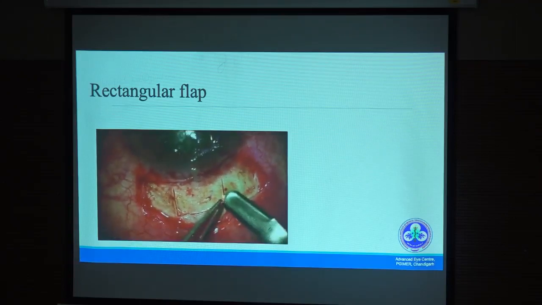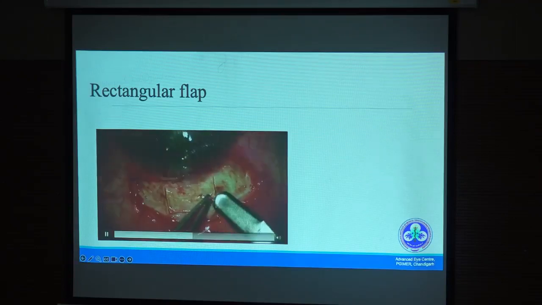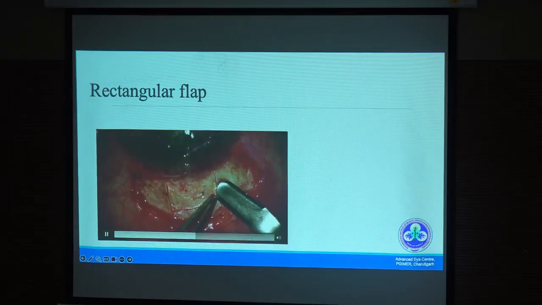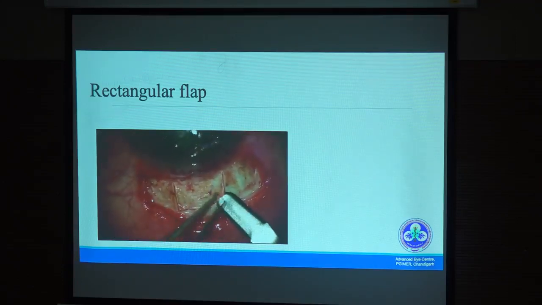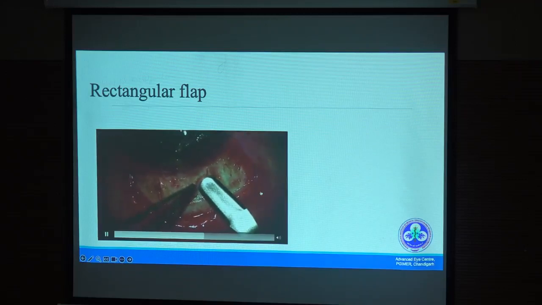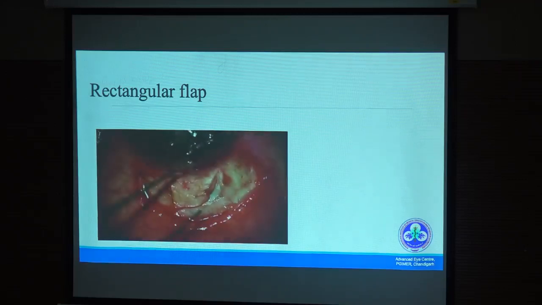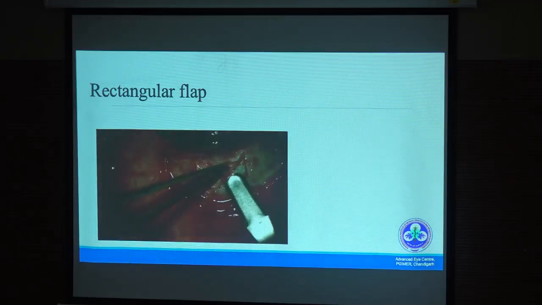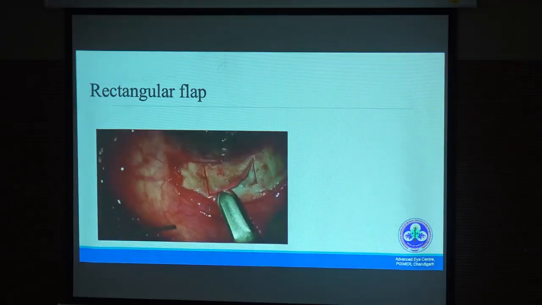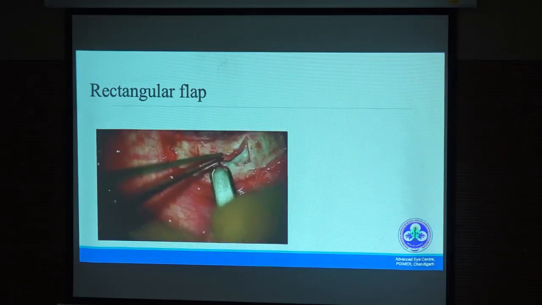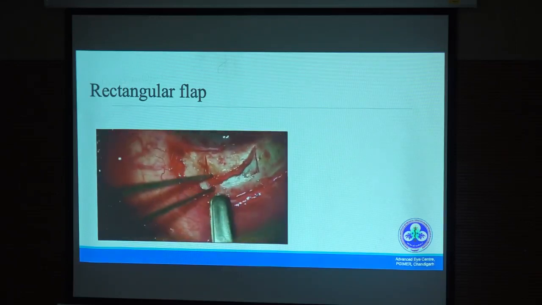For that, the shadow of the crescent should be partially visible. If the shadow is not visible through this scleral flap, that means you are in the deeper plane, so change the plane. If the shadow is very clearly visible, that means you are too anterior. So the shadow should be slightly visible.